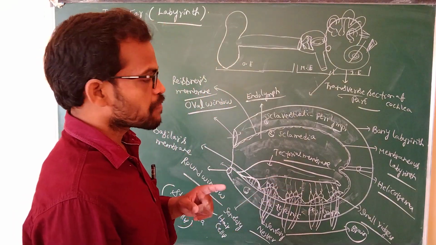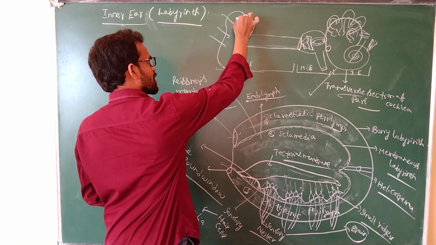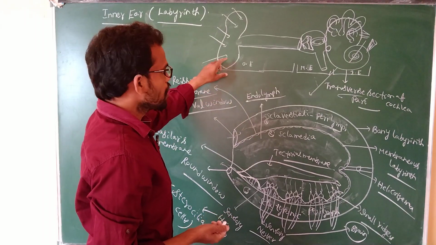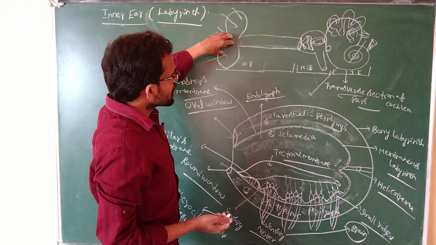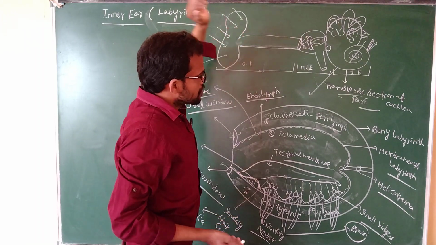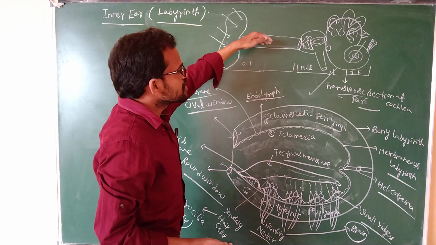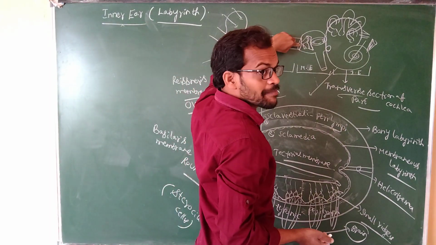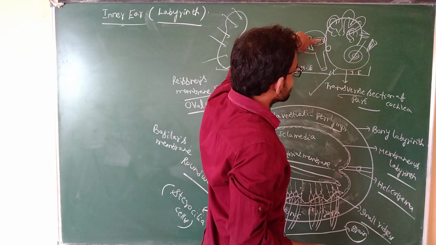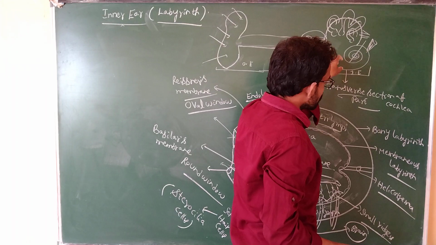The pinna receives the sound waves; the pinna is nothing but the external ear. The sound waves travel through the external auditory meatus and pass to the tympanic membrane. They then enter the malleus, incus and stapes, and pass into the oval window and then into the inner ear.